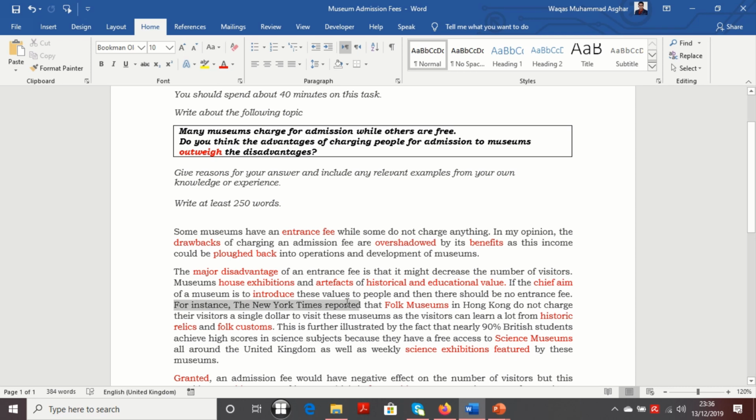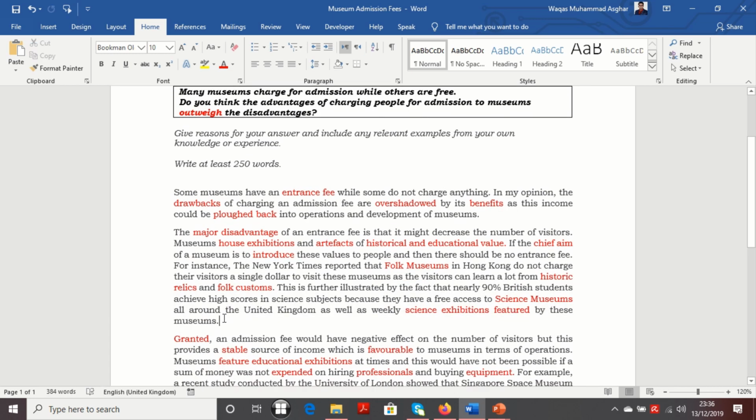For instance, the New York Times reported that folk museums in Hong Kong do not charge their visitors a single dollar to visit these museums, as the visitors can learn a lot from historic relics and folk customs. This is further illustrated by the fact that nearly 90% of British students achieve high scores in science subjects because they have free access to science museums all around the United Kingdom, as well as weekly science exhibitions featured by these museums.